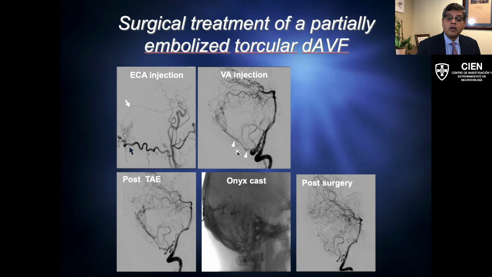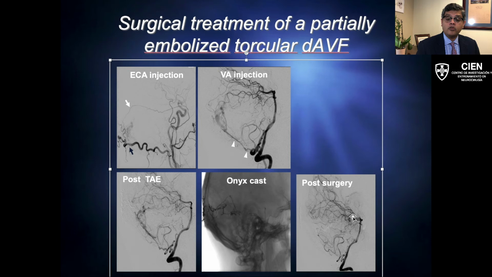We did embolize it to some of the branches, and you can see the Onyx cast, but it was still present. And this is a post-transarterial embolization image. You can see the Onyx here, but there's still that draining vein. So here we did a suboccipital craniectomy and just ligated this draining vein. And this is the post-surgical image. You can see that the draining vein is no longer patent.